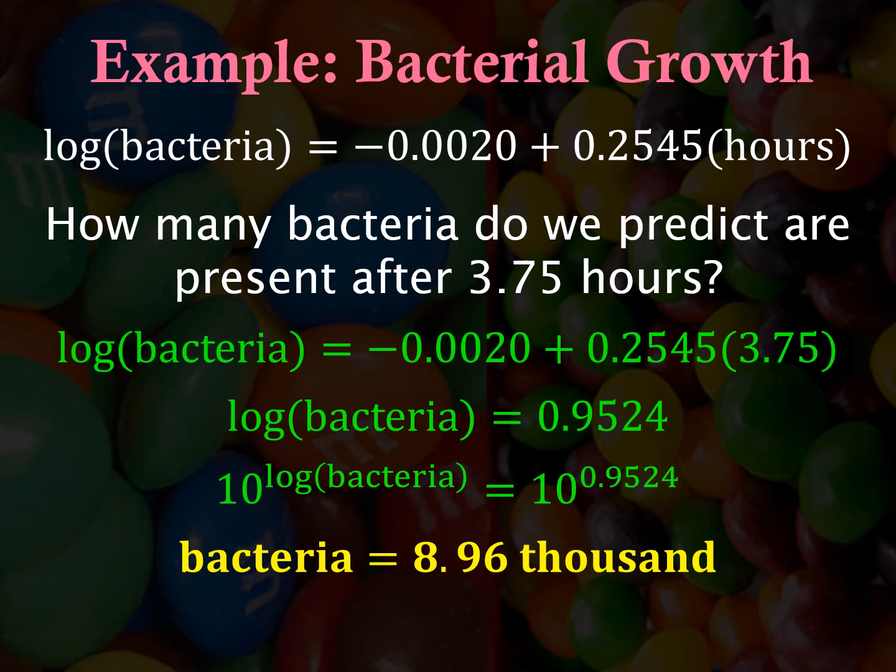Now if you look at the chart on the previous page, you will see that 3.75 fits very nicely to where the graph is. You're given 8,000 bacteria after 3.5 hours, 10.6 thousand after 4 hours. You see 8.96 slots in there very nicely.